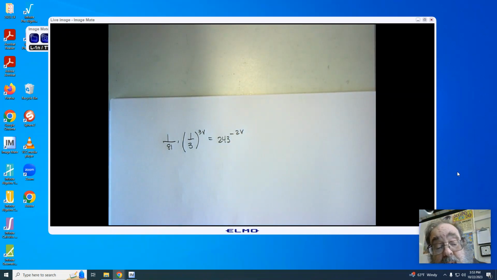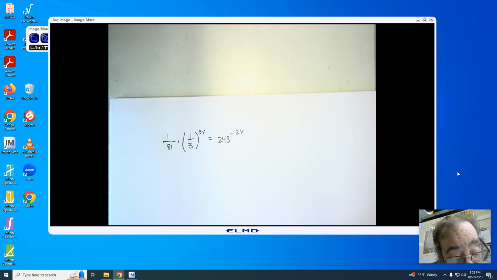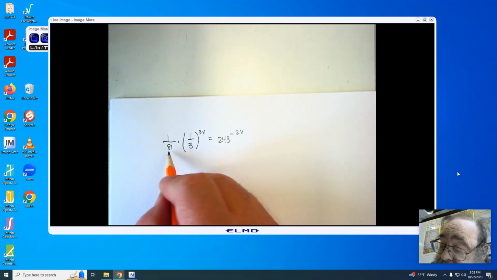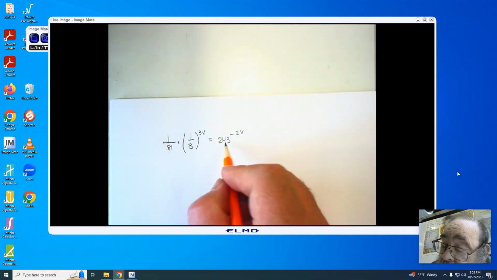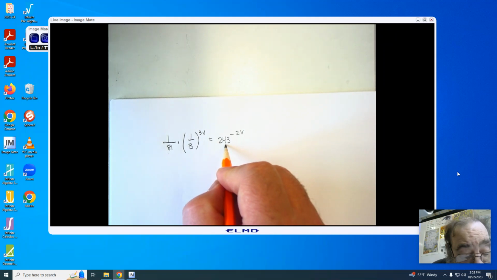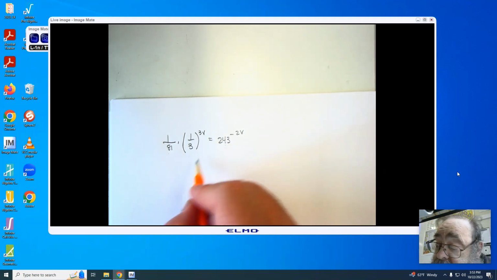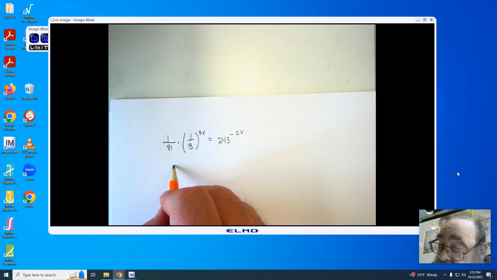Alrighty, so we're looking at this and we're going to be working with powers of 3. We can already see that this is 3 to the fourth power. I can tell you that this is 3 to the fifth power, so we shouldn't have to worry about anything. We're just going to do a substitution. 1 over 3 to the fourth.